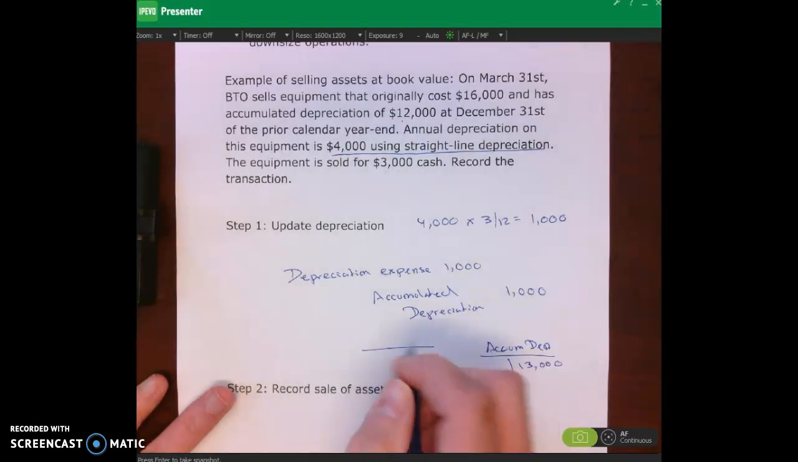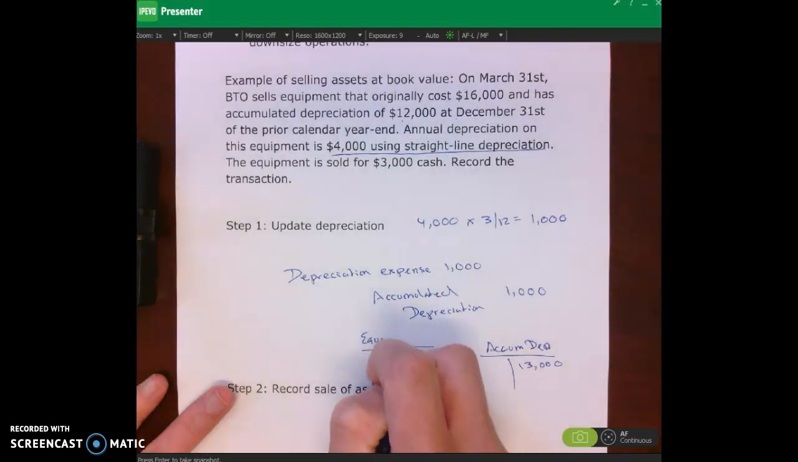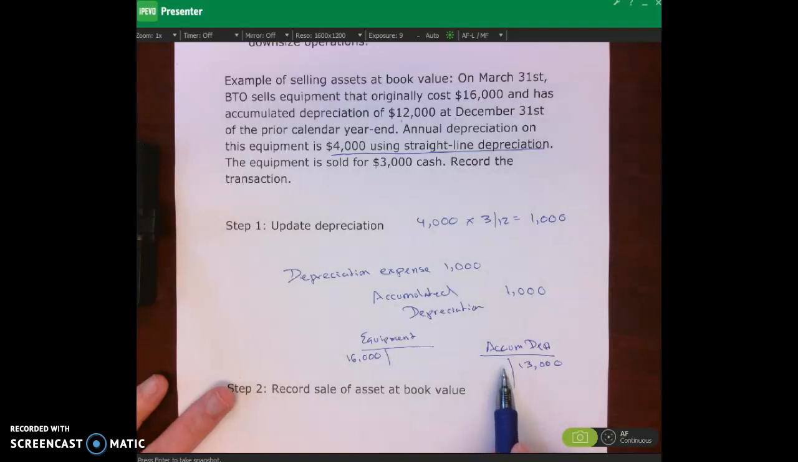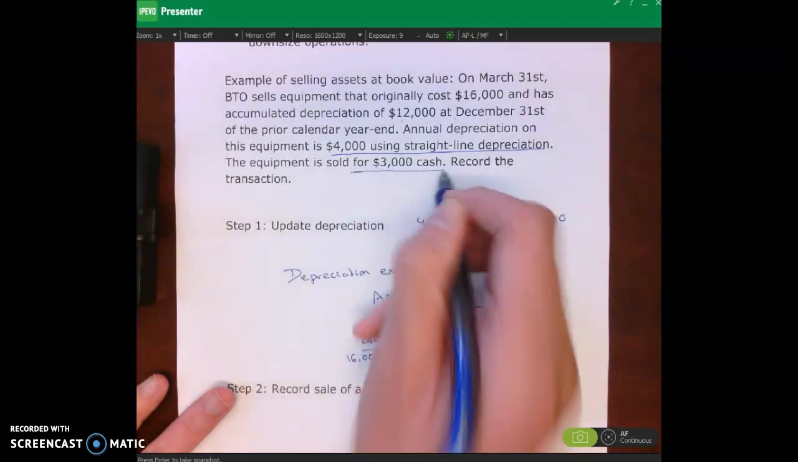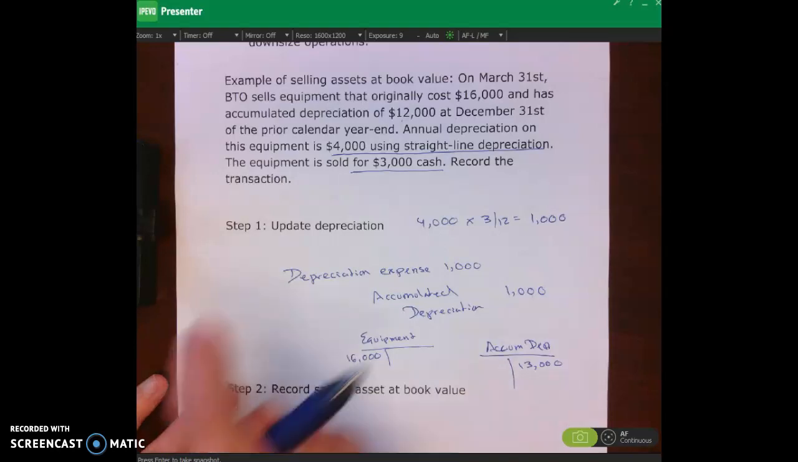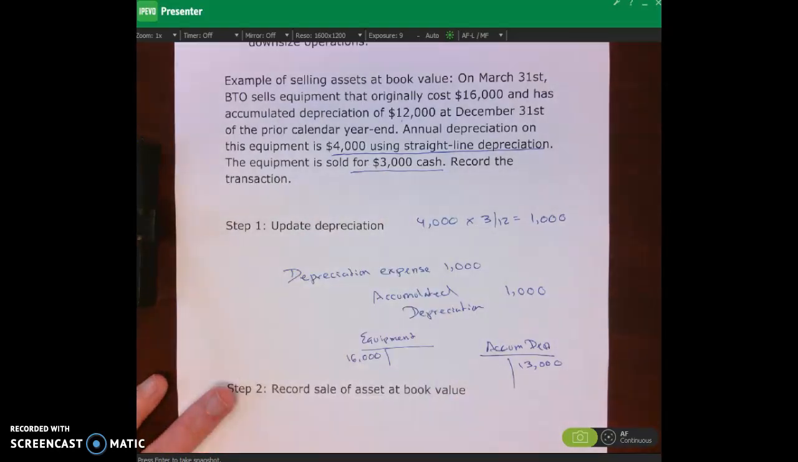And then with my equipment, remember I have my initial asset cost of $16,000. So what I'm going to do is debit, right, my accumulated depreciation for $13,000. And then I'm going to credit my equipment for $16,000. Now let's look at here. It says I sold it for $3,000 cash. So I'm getting paid cash. So I'm also going to debit cash for $3,000.